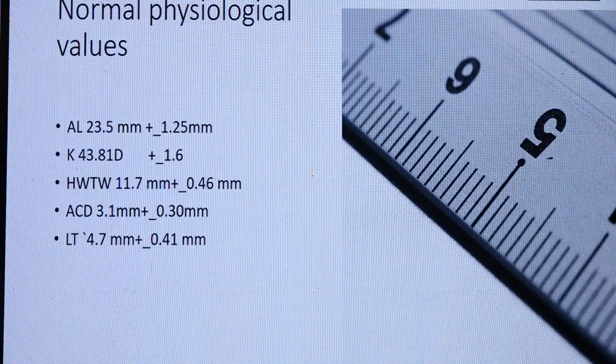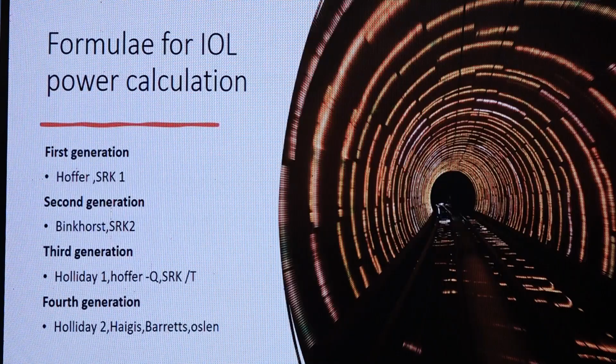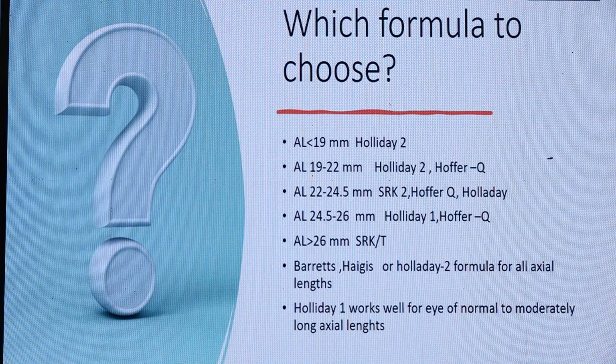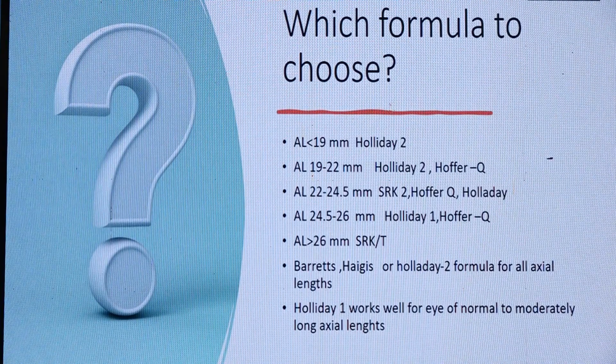These are a glance through the normal physiological values, and these are the formulas available in our armamentarium. These are the different generation formulas. Now we are going ahead with fourth generation formulas, Barrett's, Olsen's, and Haigis. We should always be very particular about the formula we choose while doing IOL calculation. This is a norm that we generally use.